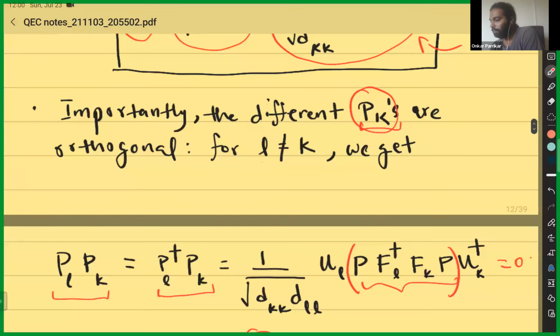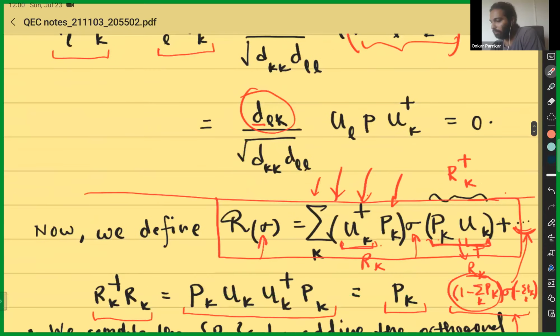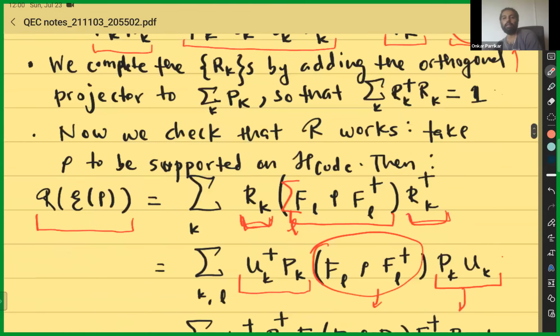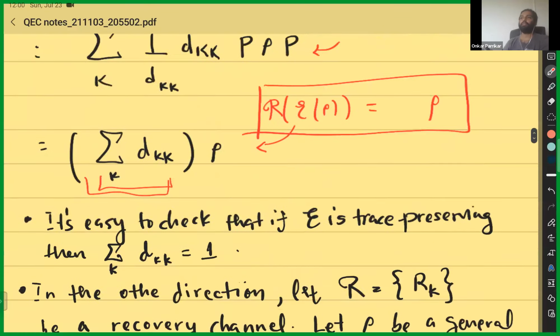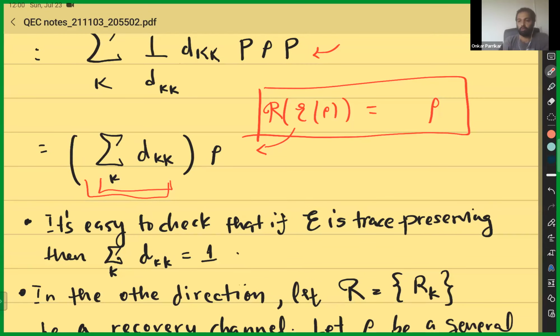Okay, so that proves the Knill-Laflamme condition. So what this proves is that if the Knill-Laflamme conditions are satisfied, then there exists a recovery channel. And I wanted to go through this part of the proof because it's a very constructive proof. It just gives you the recovery channel on the nose. So now, if you know that there is an error channel which satisfies the Knill-Laflamme conditions, you can just explicitly write down the recovery channel.